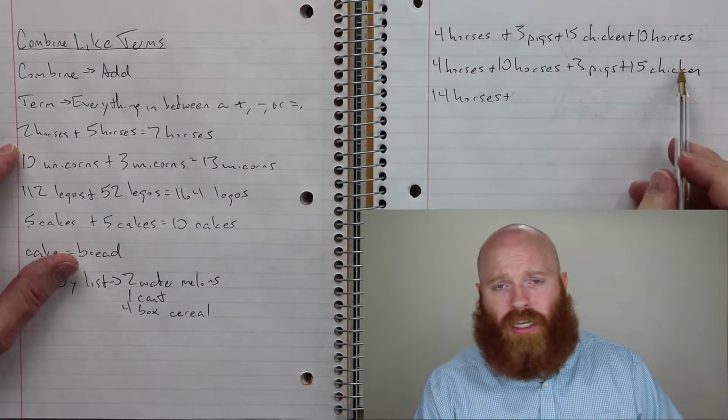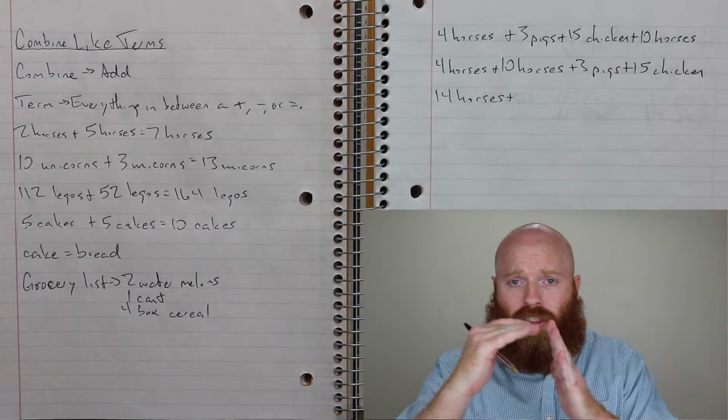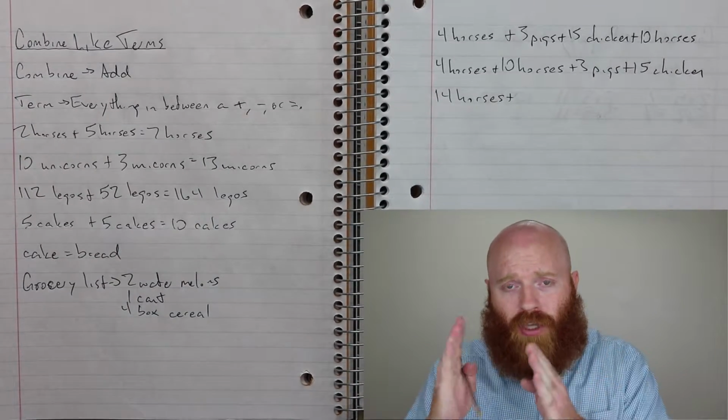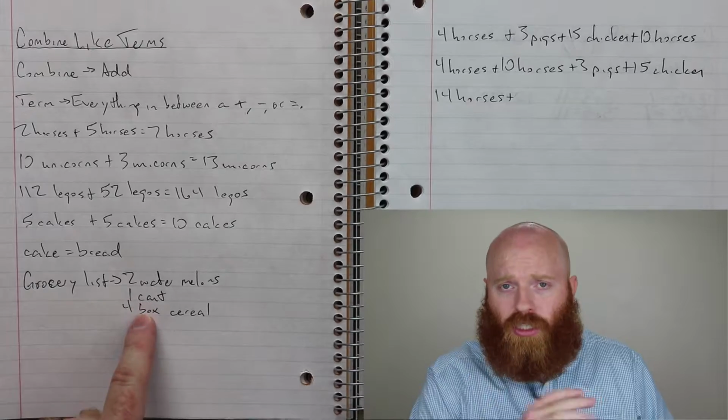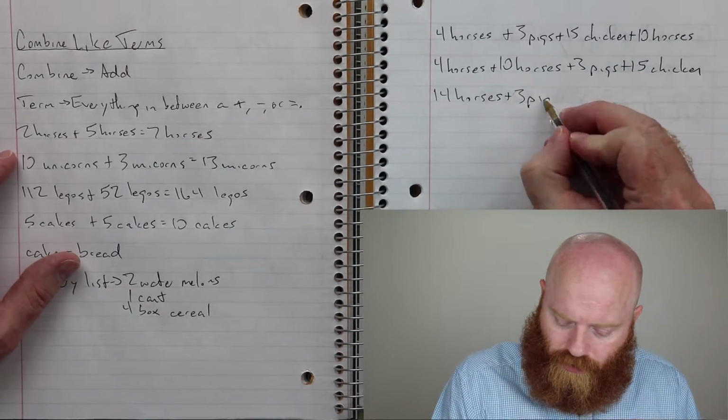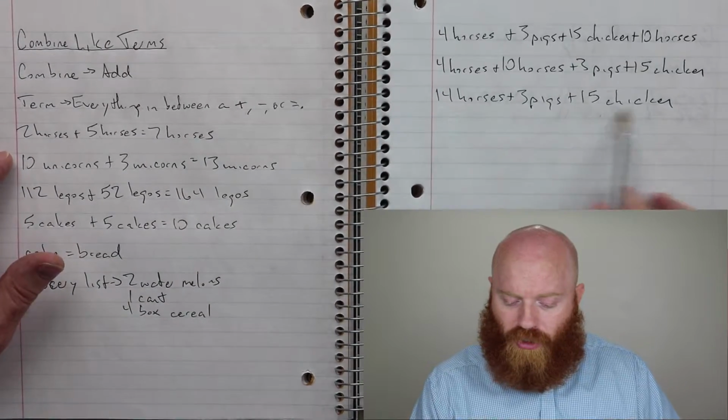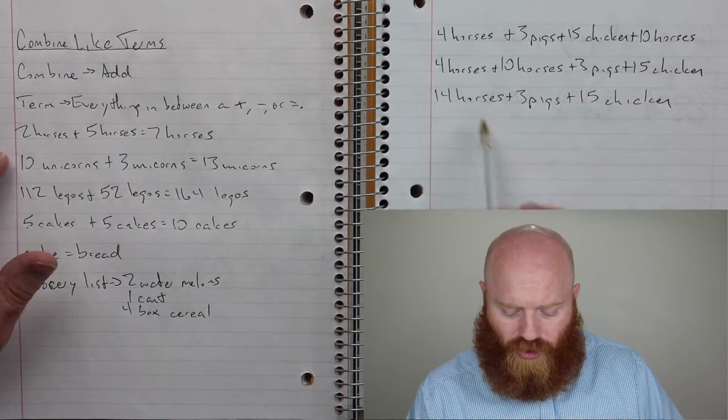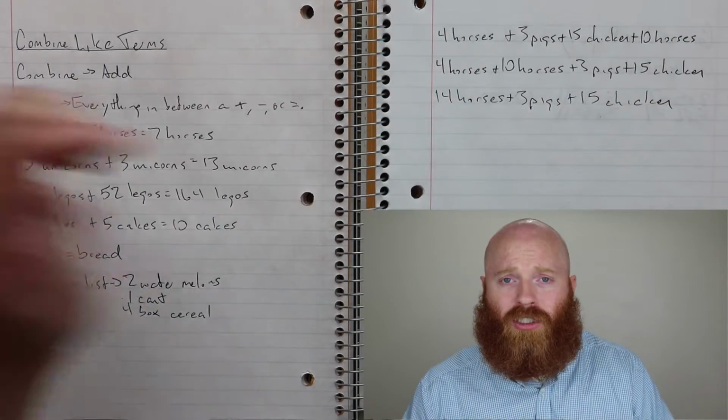I can't combine these, you guys. I just got to leave it out there, like a grocery list. You just itemize them. You can't combine them. You have this, plus you got to get this, plus you got to get this, plus you got to get this. So plus 3 pigs, plus 15 chickens. So there's your answer. That's as simplified as it gets. You can't combine anymore. You combined as much as you could.